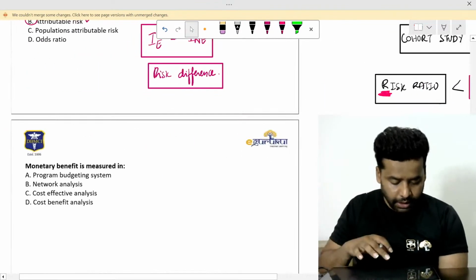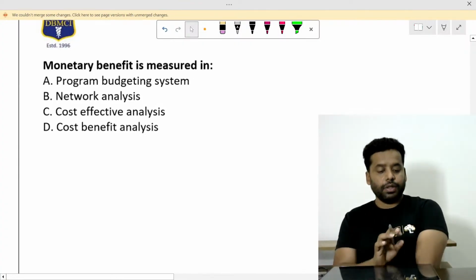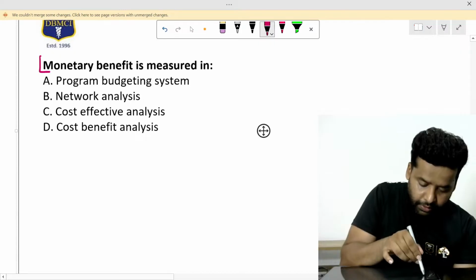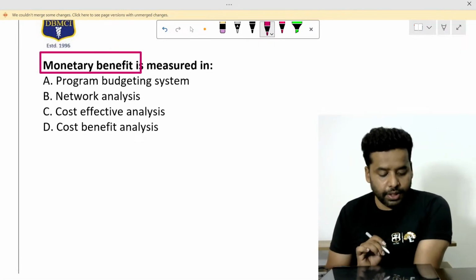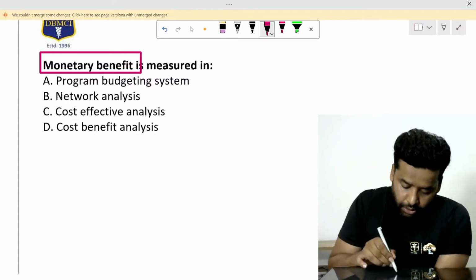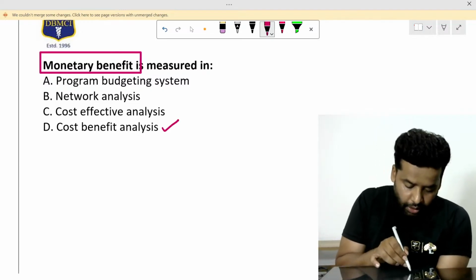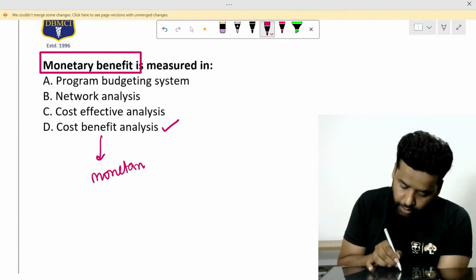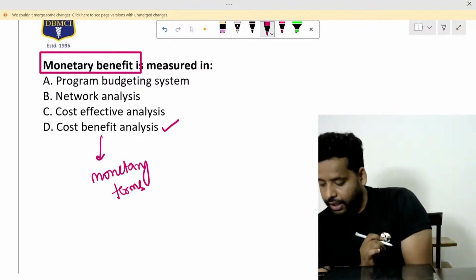So this question where the outcome is measured in monetary terms. Indirectly, this is the short question that they have sent. So what is this? The outcome is measured in monetary terms. It is cost benefit analysis. The input output. Output is measured in monetary terms. The benefit that you are checking is in monetary terms. It is cost benefit analysis.